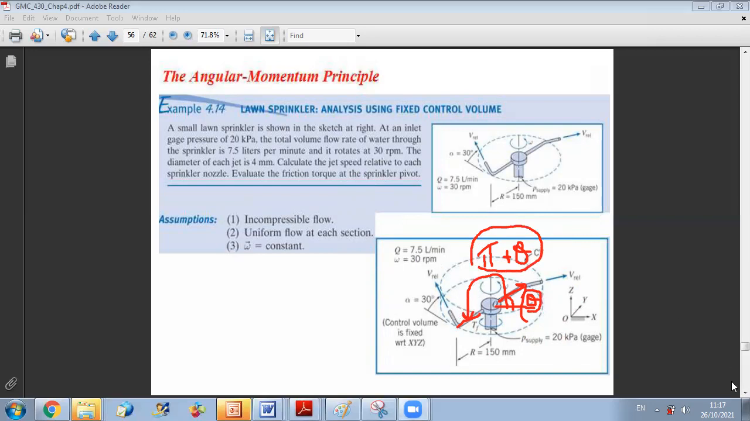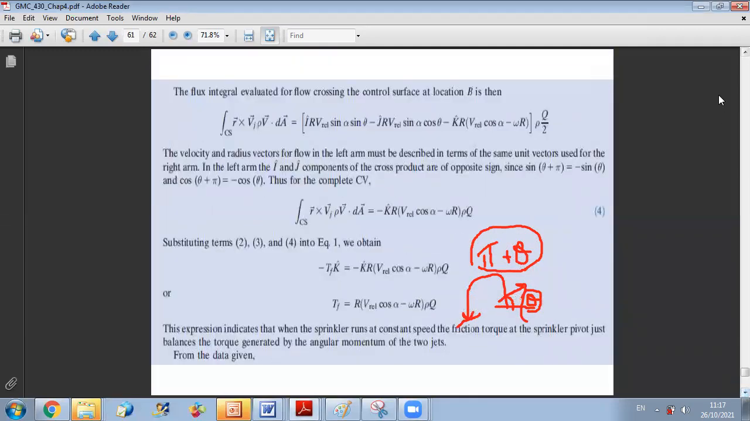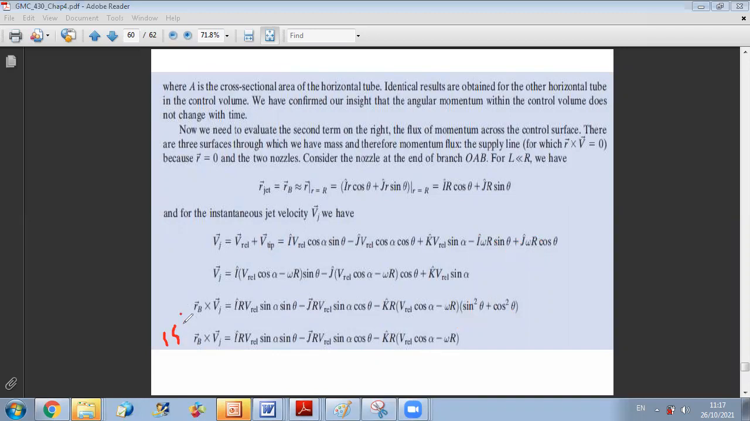Okay, so by looking at this expression, all we have to do is to replace in this result here. So this is for the first exit. This is the result of R vectorial V for the first exit. For the second one, all we have to do is to replace alpha is the same, it's 30 degrees, but instead of theta, it's pi plus theta, okay? It's pi plus theta.